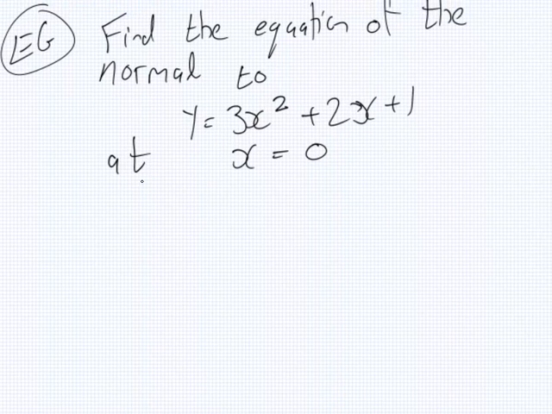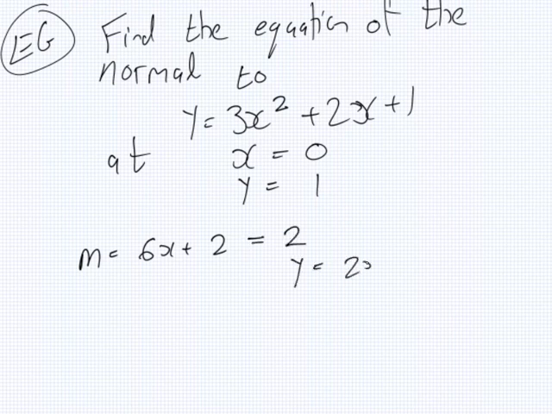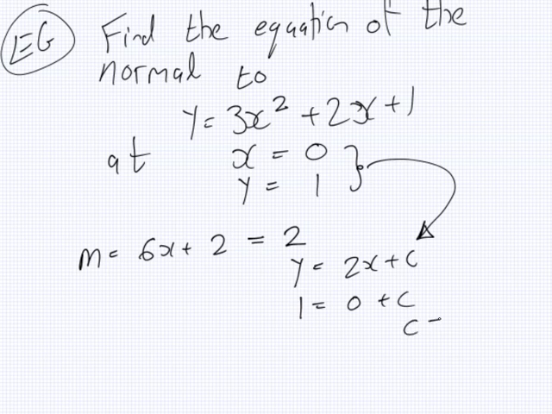Okay, so first let's get the y. What would the y be? The m is 6x plus 2, but when x is 0, so that is 2. So y equals 2x plus c. Take this point and put it in: 1 equals 0 plus c, so c equals 1. So we have y equals 2x plus 1.